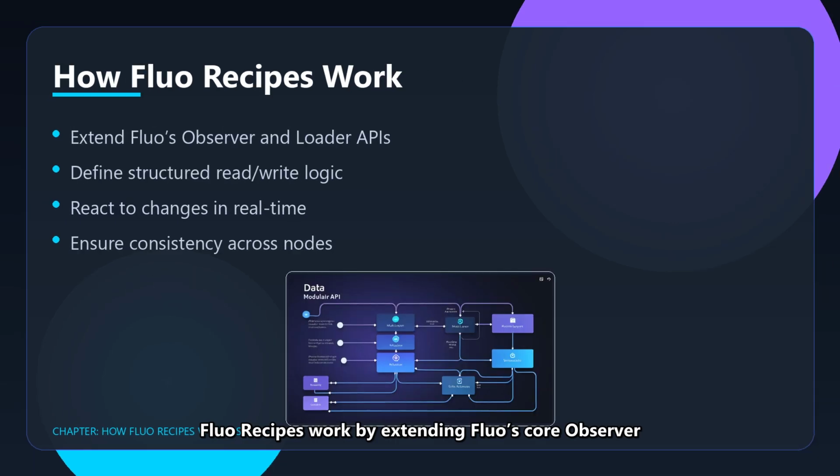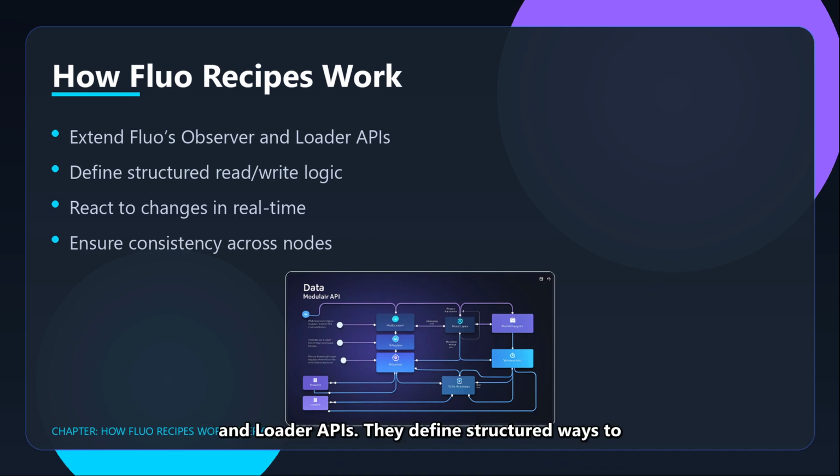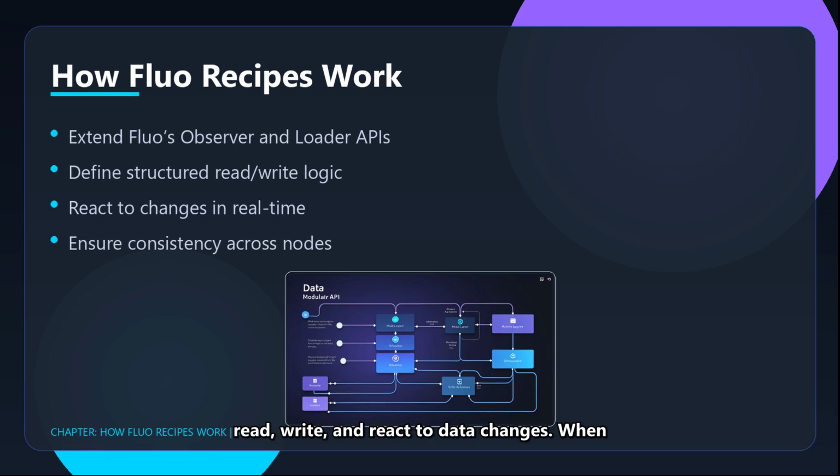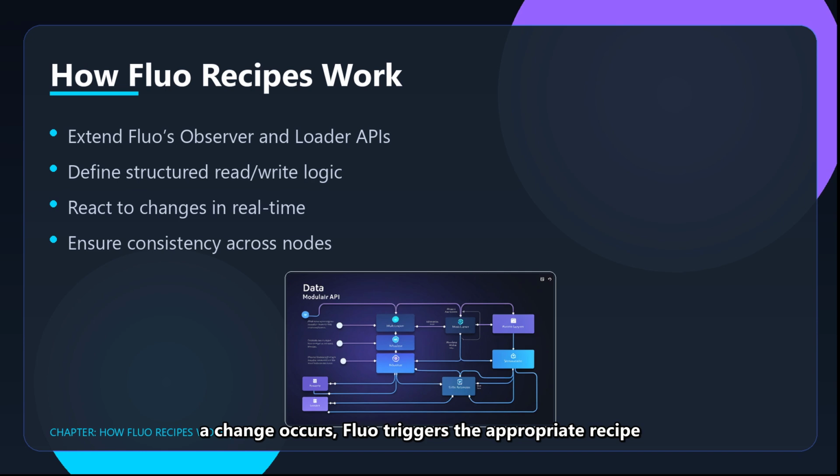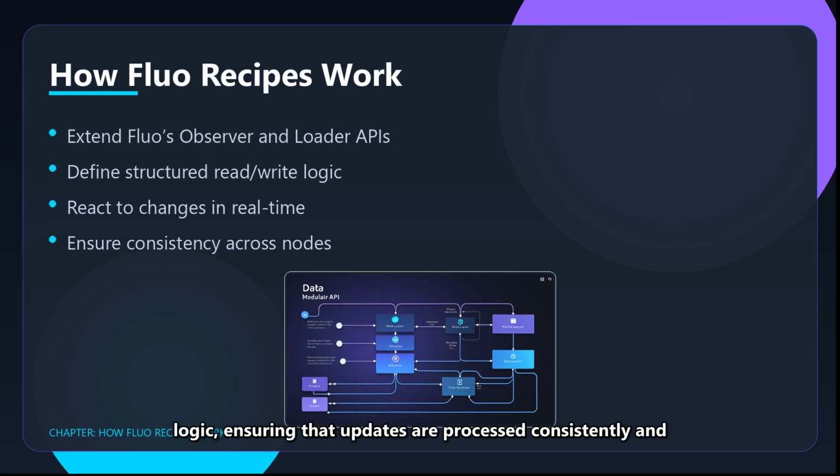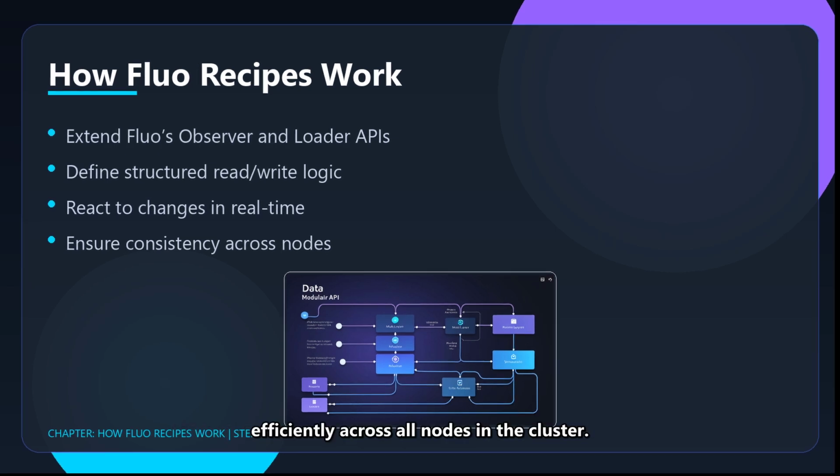Fluo recipes work by extending Fluo's core observer and loader APIs. They define structured ways to read, write, and react to data changes. When a change occurs, Fluo triggers the appropriate recipe logic, ensuring that updates are processed consistently and efficiently across all nodes in the cluster.